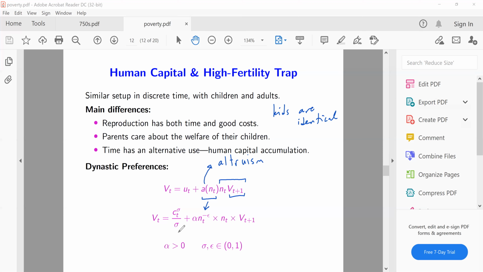The utility function is a power function, as you see. Sigma is positive, and more specifically it is between 0 and 1. And that's, as you see, a dynamic program, right? So this is dynastic preferences, and it will require us to use dynamic programming techniques. Let's continue now.